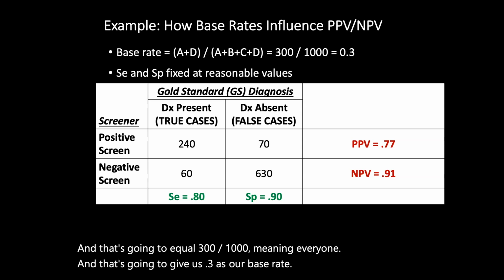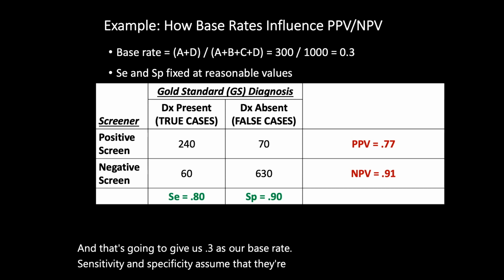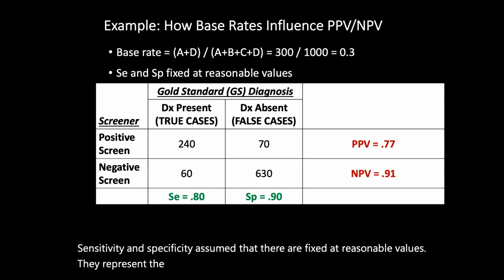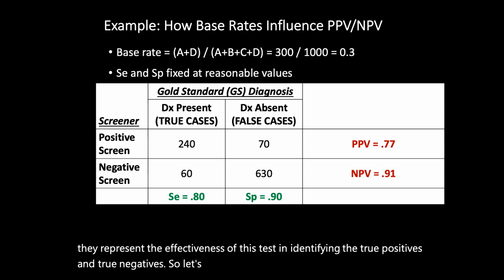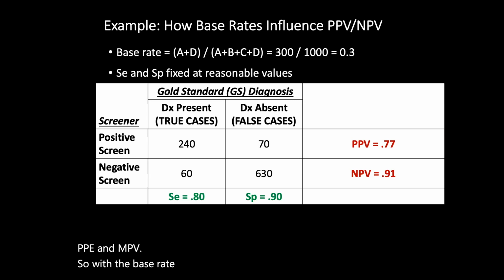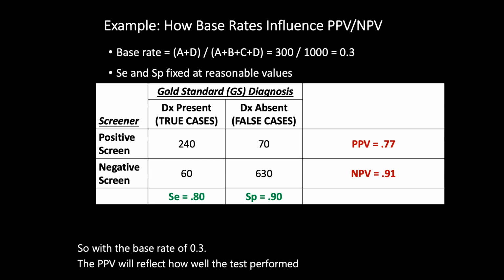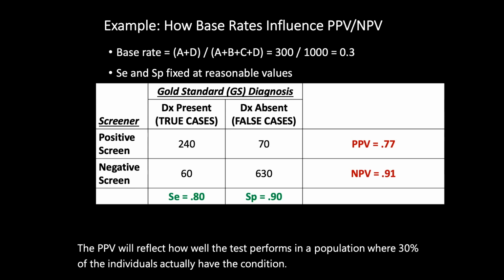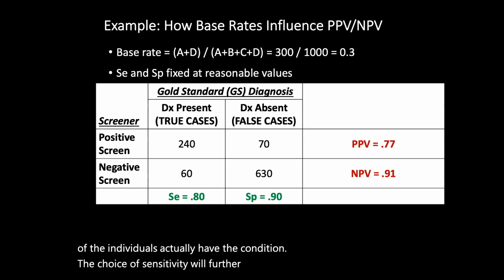Sensitivity and specificity, we assume, are fixed at reasonable values. They represent the effectiveness of this test in identifying the true positives and true negatives. So let's explore how this base rate is going to influence PPV and NPV. With a base rate of 0.3, the PPV will reflect how well the test performs in a population where 30% of the individuals actually have the condition. The choice of sensitivity will further influence the PPV in this context.